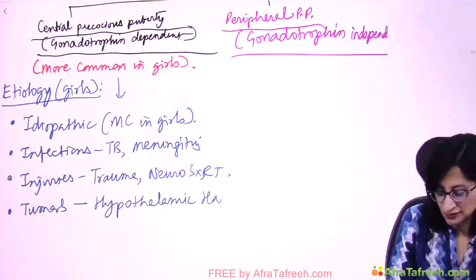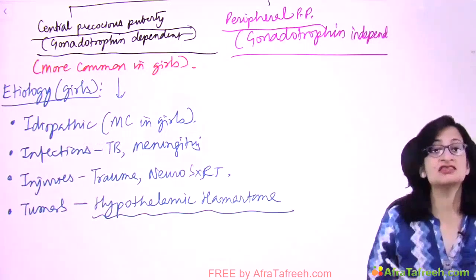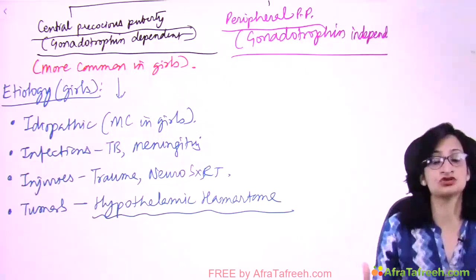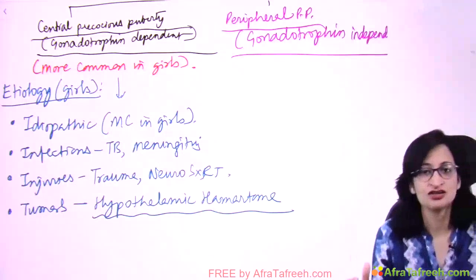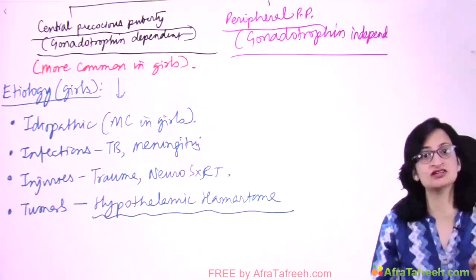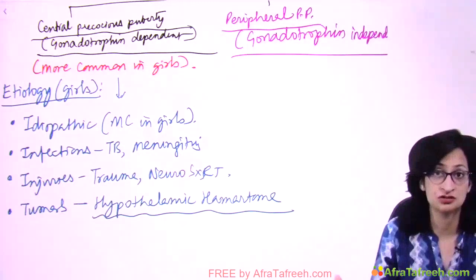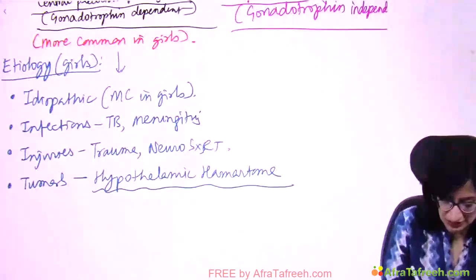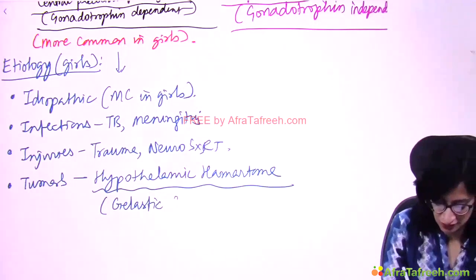Hypothalamic hamartoma is a condition where, along with precocious puberty, you will get seizures and incessant episodes of laughter. The child will all of a sudden start laughing. That is called gelastic seizures. It is a type of seizure which presents as incessant episodes of laughter.